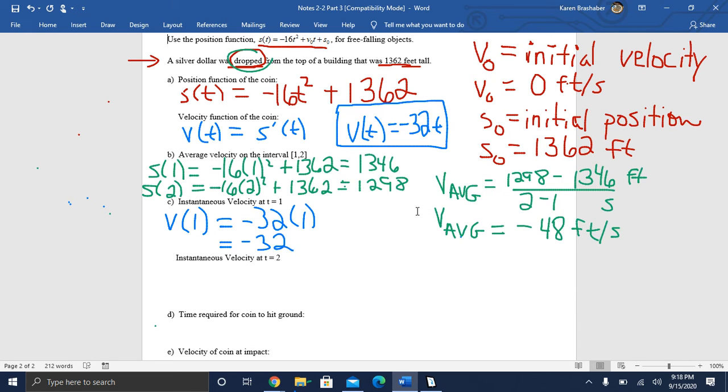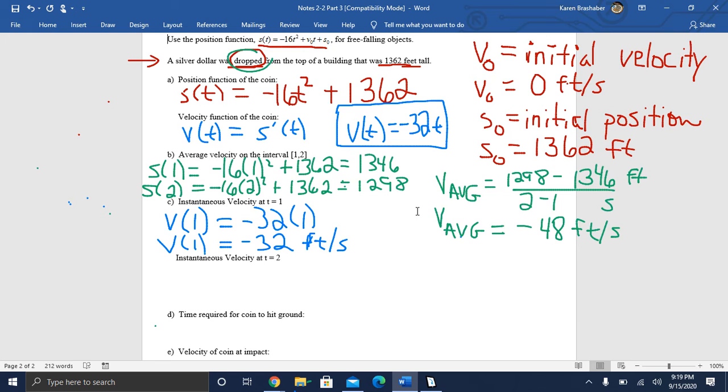And this is where I wanted to remind you, doing the derivative work, you do have a tendency to lose sight of your units. So you're going to have to remember that velocity for this problem is feet per second. So this would be negative 32 feet per second. Again, negative because the object is falling.